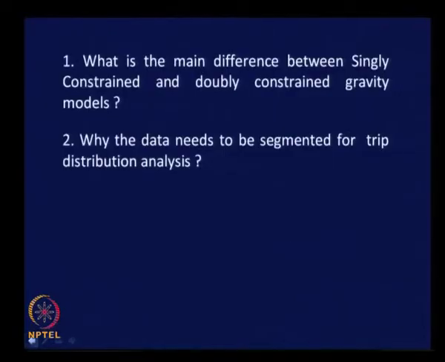So that is the question here, why the data needs to be segmented for trip distribution analysis, because trip distribution is influenced by factors like trip purpose, mode of travel and so on. Therefore, there is a need for segmenting data before we do trip distribution analysis. Clear? As we did in the case of mode choice analysis, we did not put everything together, we segmented data, isn't it. On the same lines, there is a need for data segmentation for distribution also.